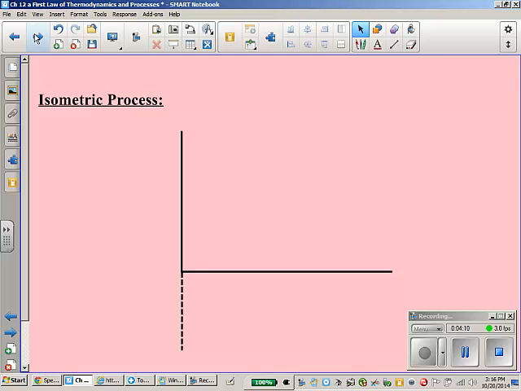The next one I like a lot, it talks about isovolumetric or isometric. Here we have the volume is fixed.